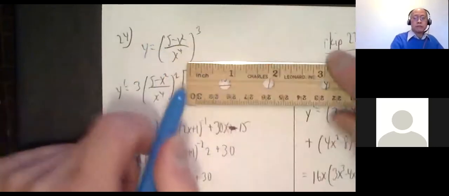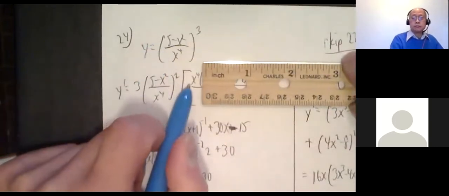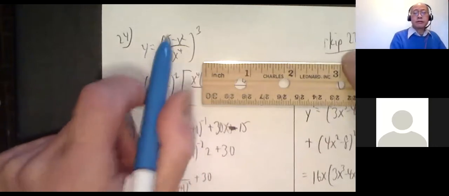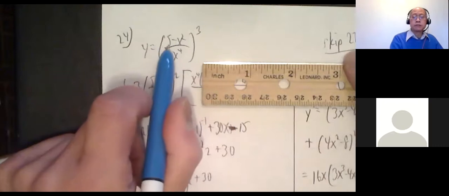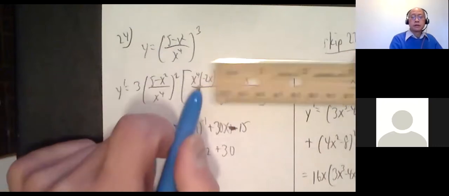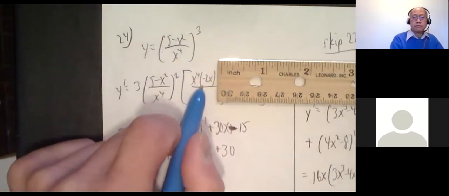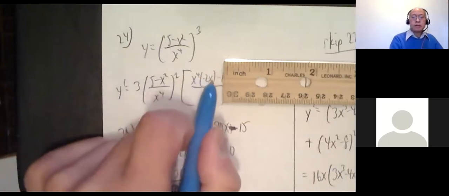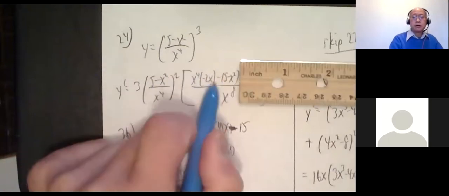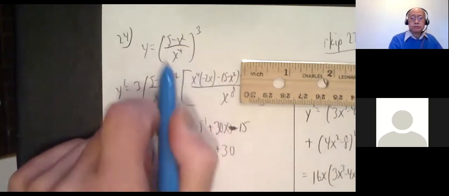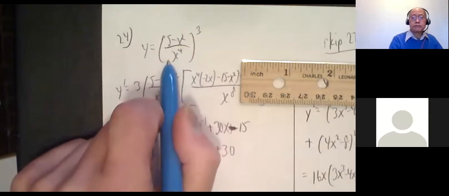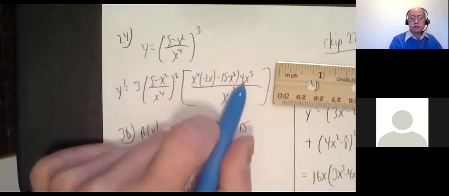All right, so now I differentiate this. So bottom, x to the fourth, times the derivative of the top. So what's the derivative of 5 minus x squared? Negative 2x. Minus the top, 5 minus x squared, times the derivative of the bottom. What's the derivative of x to the fourth? 4x cubed.